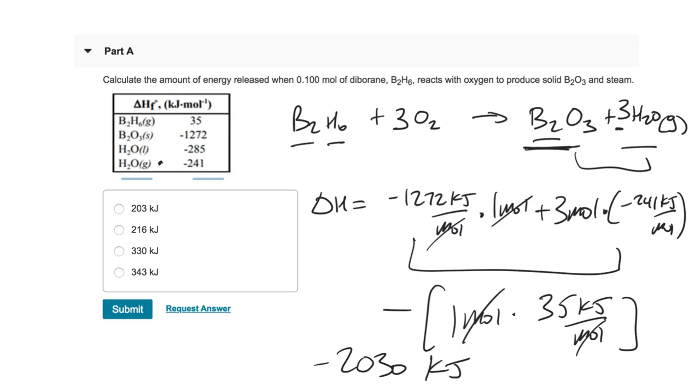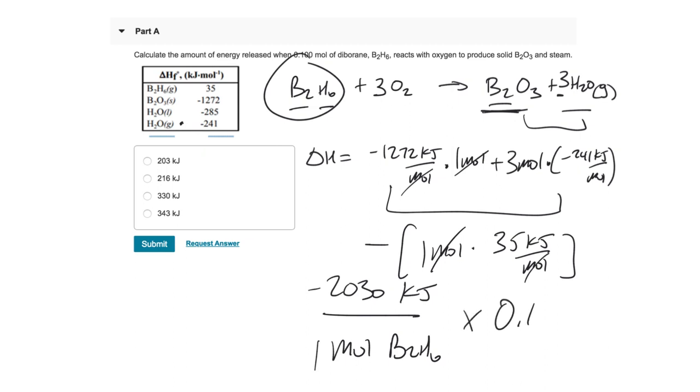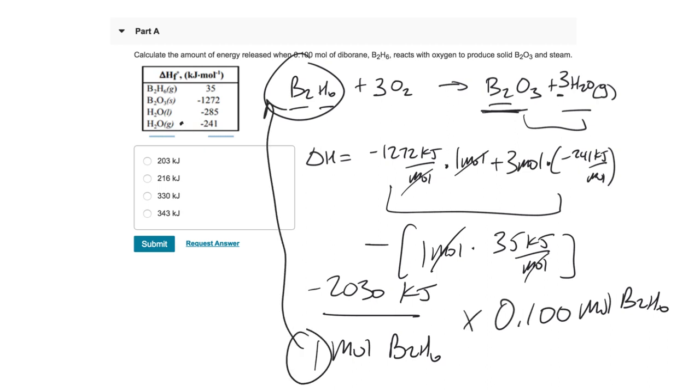kJs. Now this energy here is per 1 mole of B2H6 because there's 1 mole in the balanced reaction. And so all I need to do now is multiply by 0.100 moles of B2H6. So I got to get this coefficient from the reaction, which is just 1, but that's easy enough. And so I need to multiply negative 2030 by 0.1. And so I get minus 203. And then that's kJs. The Q reaction is minus 203.